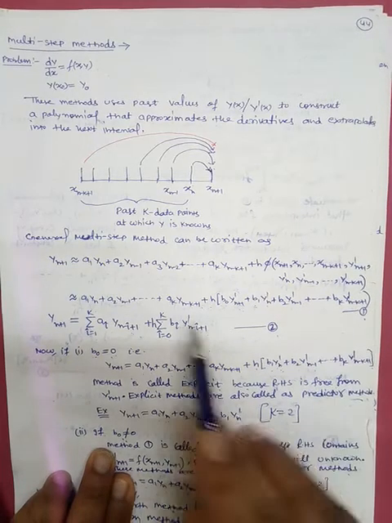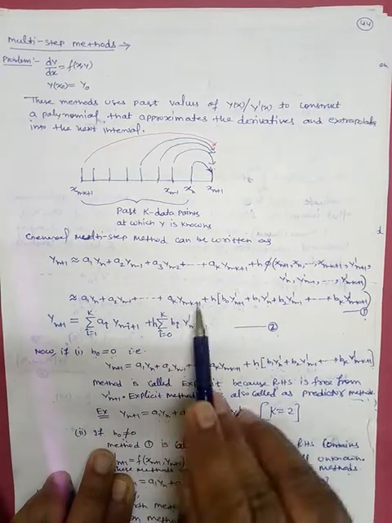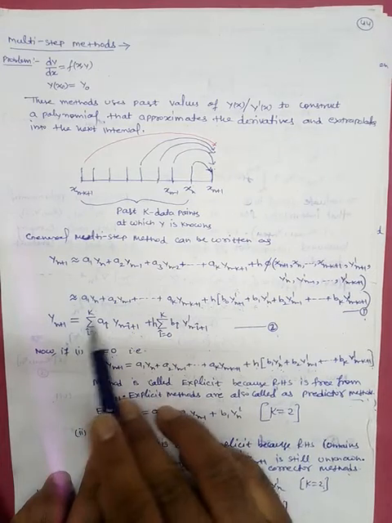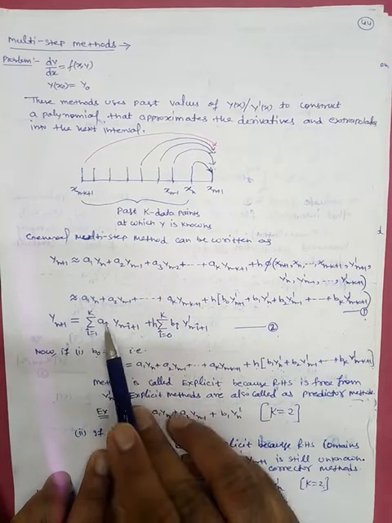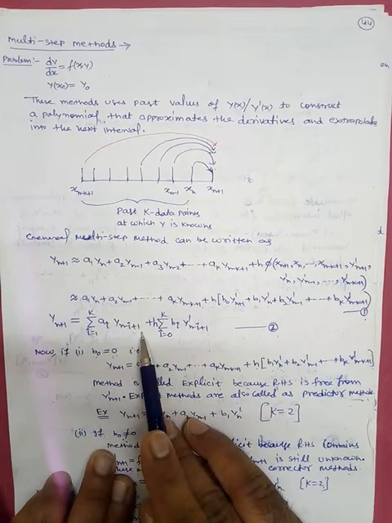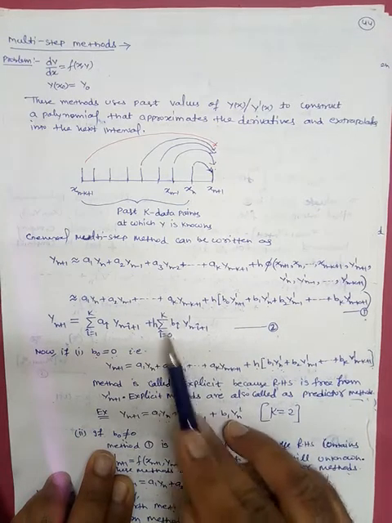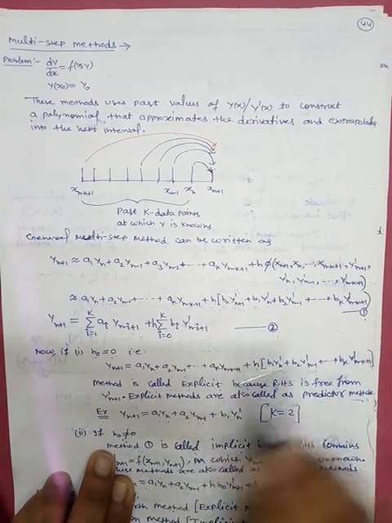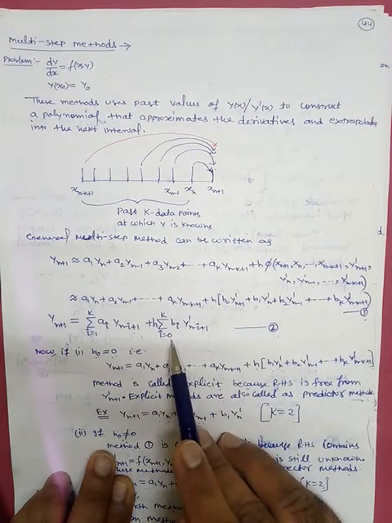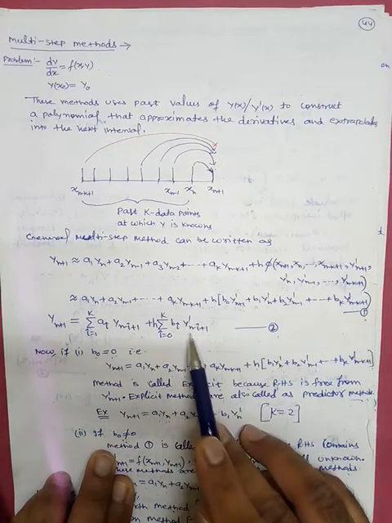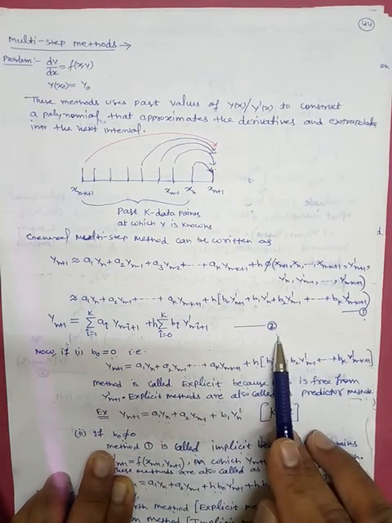In summation form this can be written: this part is written as the summation over i from 1 to k of a i y n minus i plus 1, and this part is written as h times the summation over i from 0 to k, because here we have b naught to b k, so i starts from 0 to k, of b i y dash n minus i plus 1. This is equation number 2.